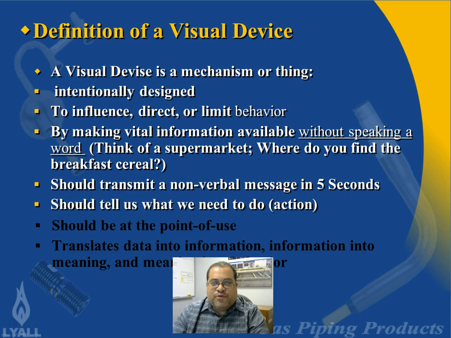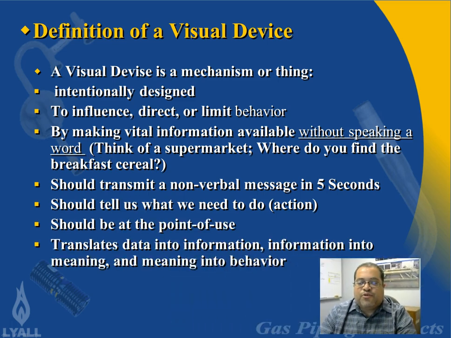Okay, so what's a visual device? A visual device is a mechanism or thing intentionally designed to influence, direct, or limit behavior by making vital information available without speaking a word. So if you go to the same supermarket all the time, you always know where to go for your breakfast cereal, or you get directed by signs to tell you where the breakfast cereal is.